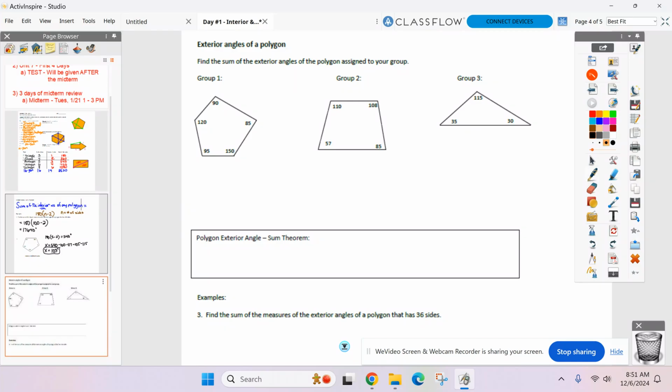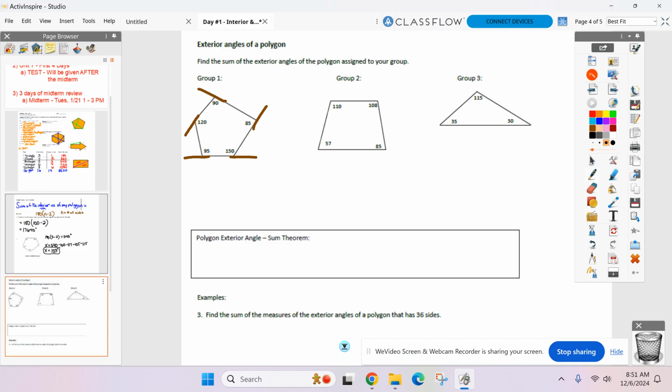Here's what I want your group to do with your figure. Go to every interior angle and find the exterior. How are they related? How are you going to find the exterior? What do you think? The interior and exterior should add up to what? 180, all right? So group 1, you're going to find all 5 exterior angles. And then after you're done, I want you to add them up for me. That's what I really want, is add them up.